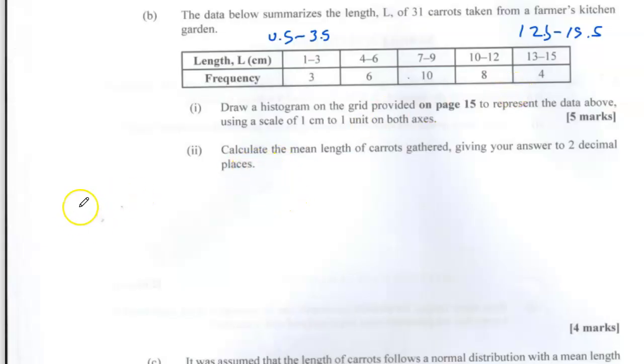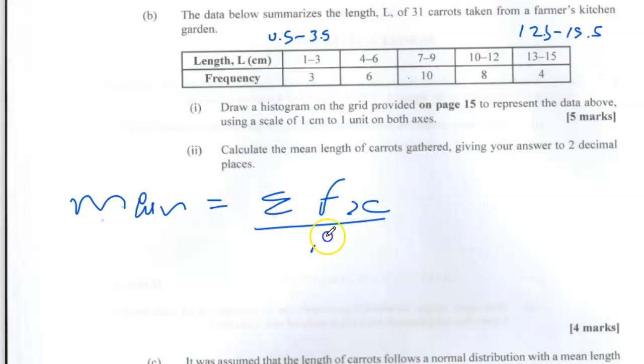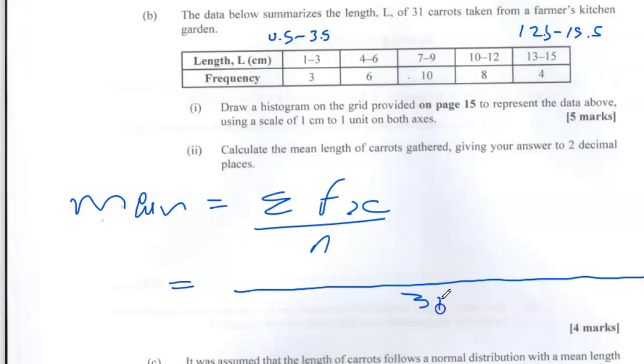The mean, the formula for mean. What's the formula? The formula for mean is equal to the sum of fx over n, where n is the number of, in this case, number of carrots. So in this case, n will be 31. Alright. Fx, so let's make space.